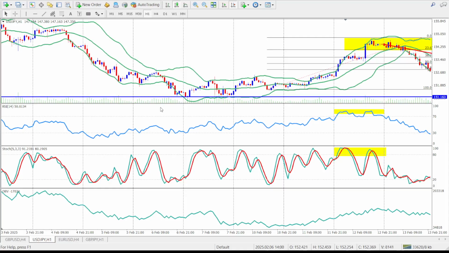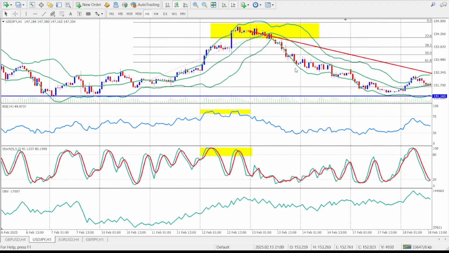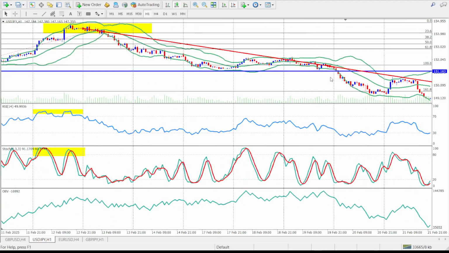For example, if the RSI and the Stochastic Oscillator both show oversold conditions while price is near a Fibonacci support level, this could be a strong buy signal, right? It could be a strong buy signal. And if the Bollinger Bands show a squeeze and price breaks out with high volume, it could indicate a strong trend continuation. The key is to use multiple indicators together to confirm signals and reduce false entries.